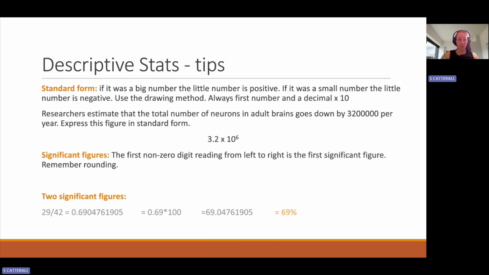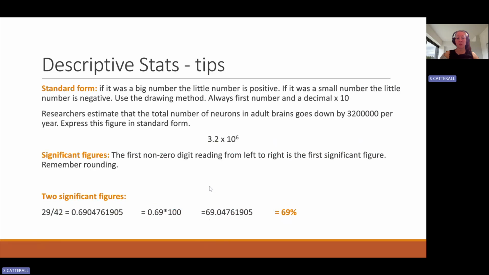Significant figures, this one, so we've got an example here. I've just put an example here of a fraction that's then turned to a decimal into a percentage. Say you've got this as a percentage and it wanted it to two significant figures. A significant figure is a number that's not a zero, basically, that it starts with. So for example, here we've got two significant figures of 69, and then afterwards the number after it is a zero, so there's no rounding required, so it's just 69. If this one was a 9, then this would round it up to a 70, and then your two significant figures would be 70.